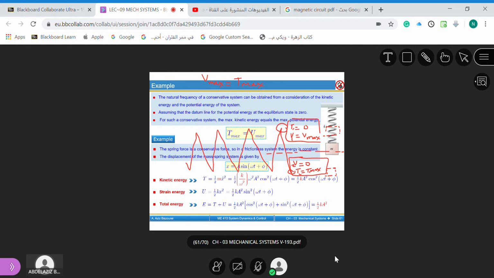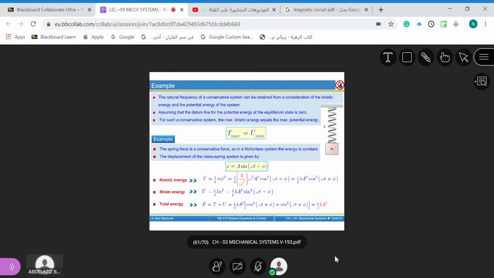So this is T max is equal to V max. Now we assume just the classical solution, like we do. If we assume that a solution to the equation is simply x is equal to A sine omega t, where A is the amplitude, omega is the frequency, and phi is the shift, then x is equal to A sine(omega t plus phi).